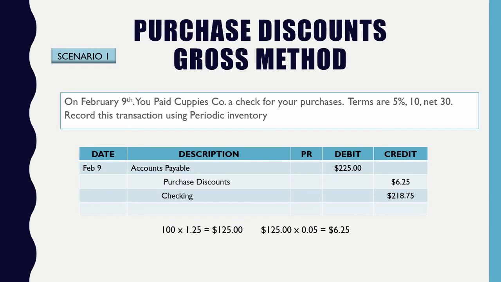Now, this is the gross method. This is when you choose to record it at regular price, and then you just so happen to pay on time, okay?